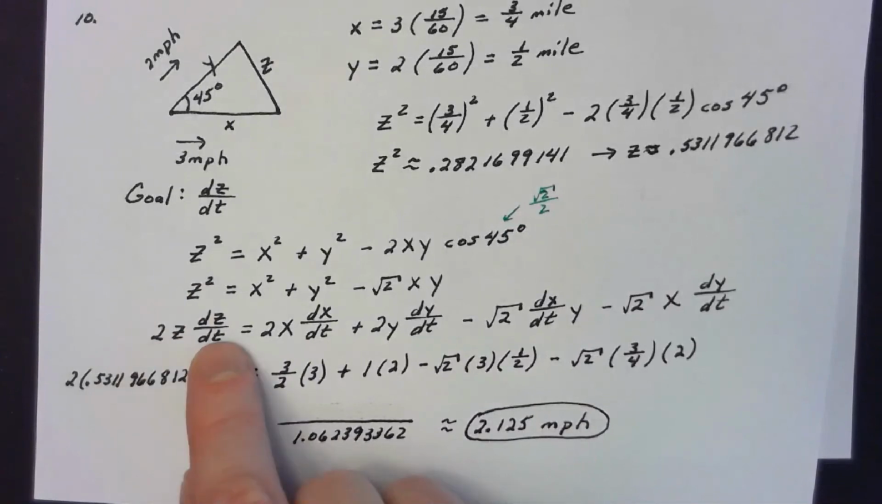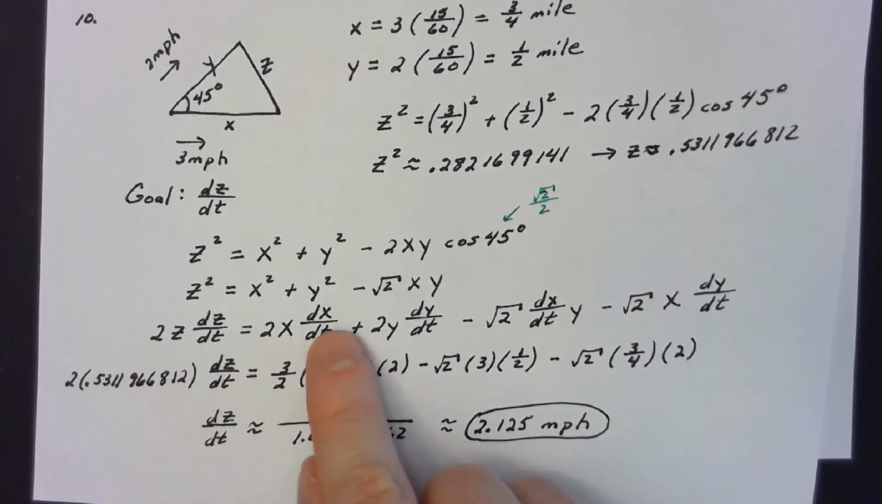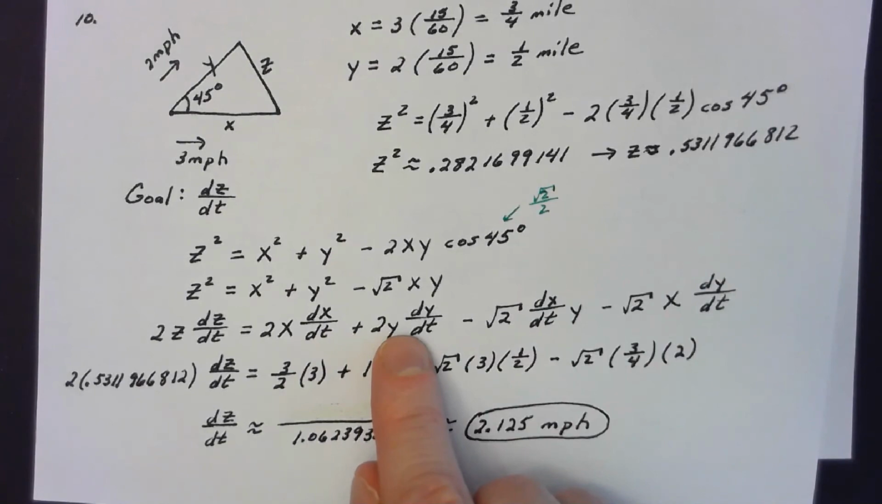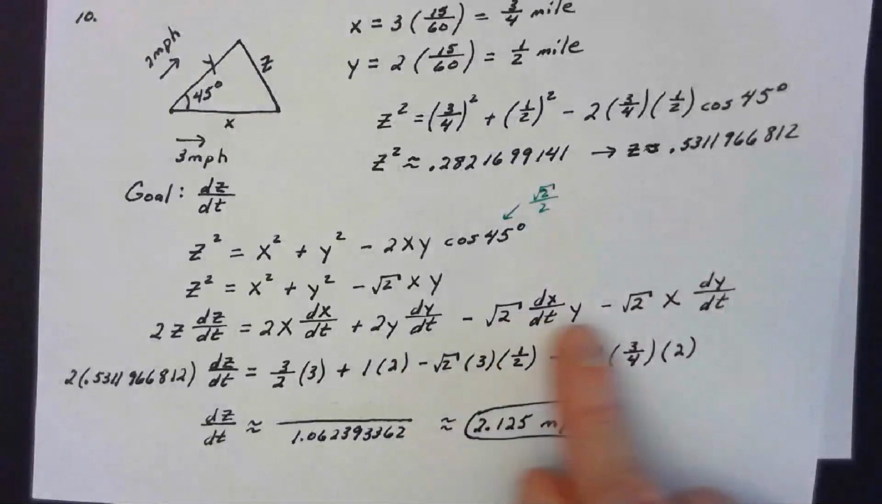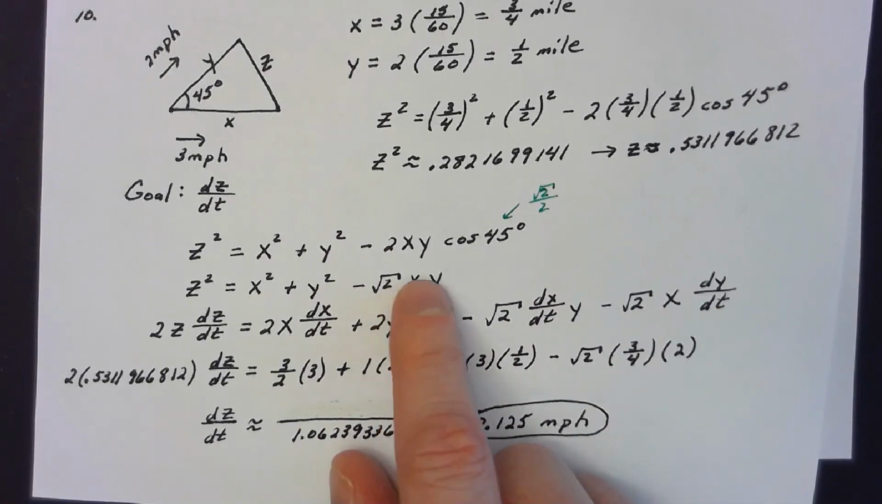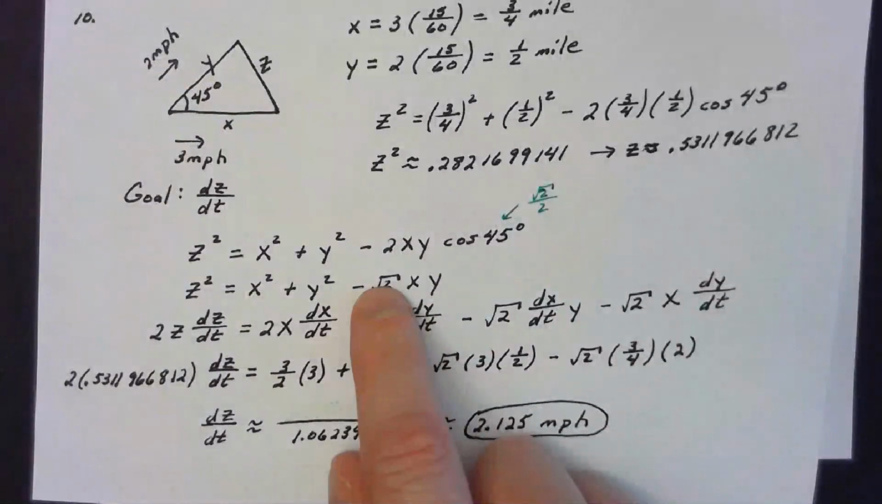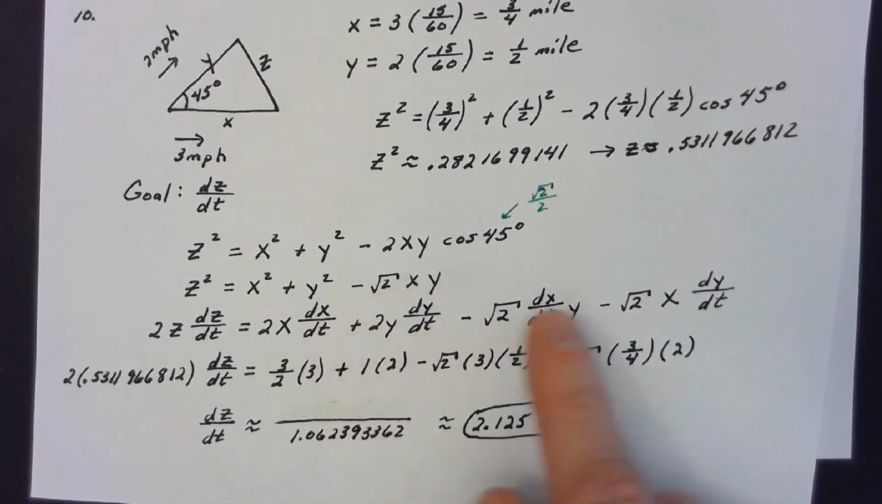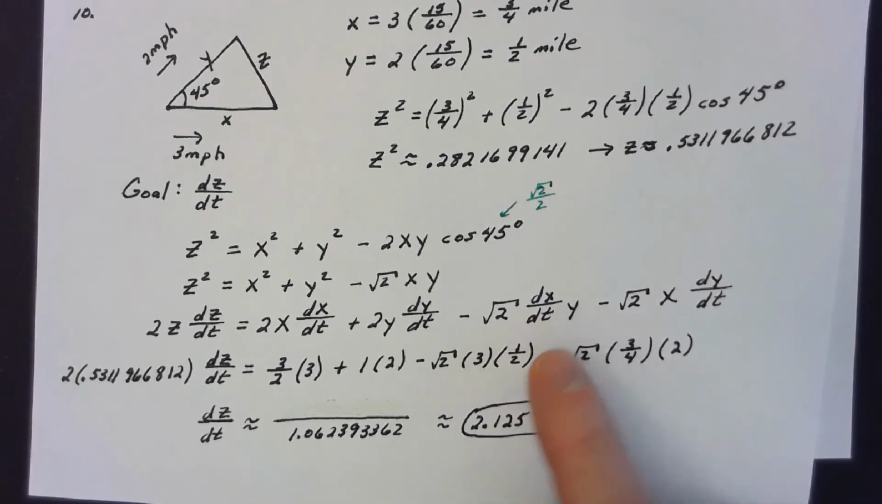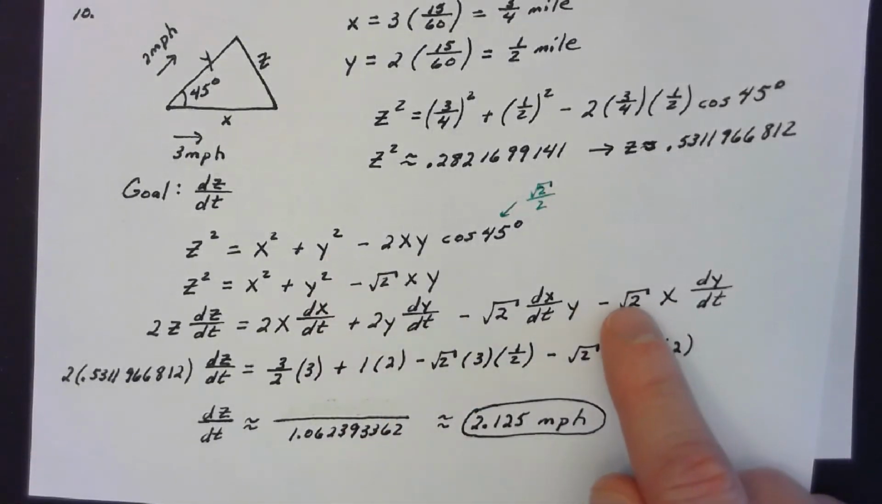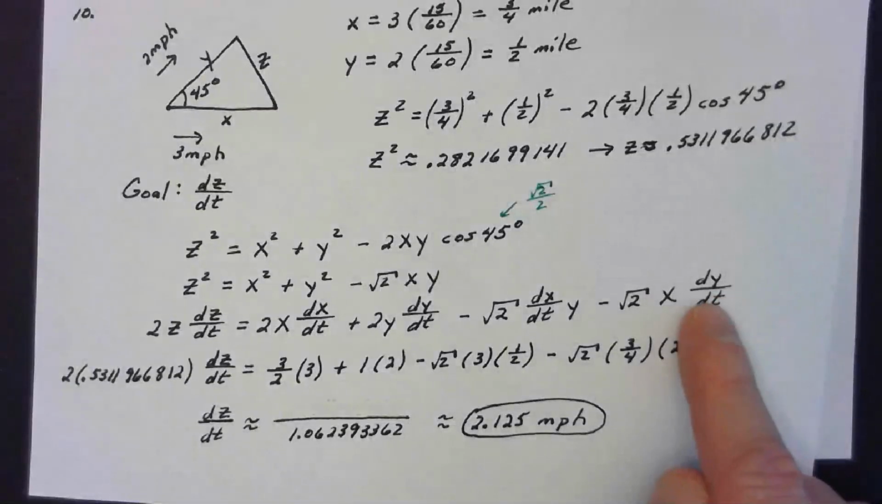So you see 2z dz/dt equals 2x dx/dt plus 2y dy/dt, and then be careful here. This I had to use the product rule on. You have the differentiable function x times the differentiable function y, and the entire product is being subtracted. So you'll say minus the root of 2 times the derivative of x, which is your dx/dt. So this is the derivative of the first times the second, and then minus the first, the root of 2x, times the derivative of the second, which is where your dy/dt comes in.